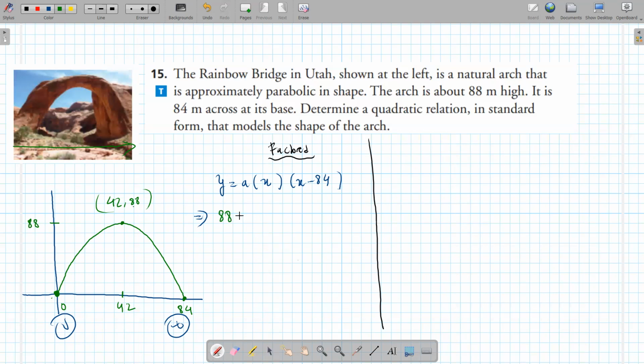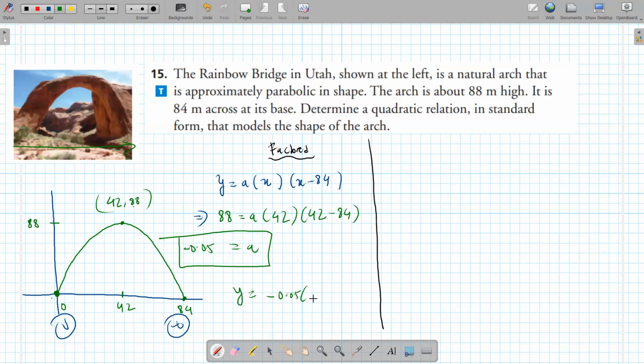So this becomes 88 equals a times 42 times 42 minus 84. So this is going to be a big number. 42 times 42 minus 84, 88 divided by that. So I get a weird number, it's okay. a is negative 0.05. And it makes sense that the a value is negative because this parabola is opening downwards. So therefore your equation is y equals negative 0.05 x times x minus 84.